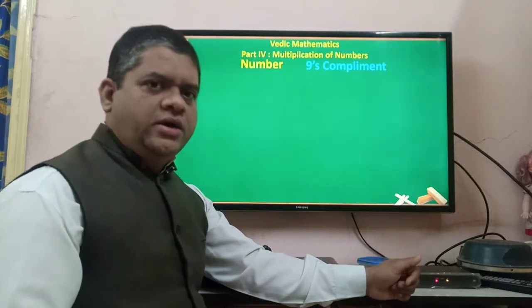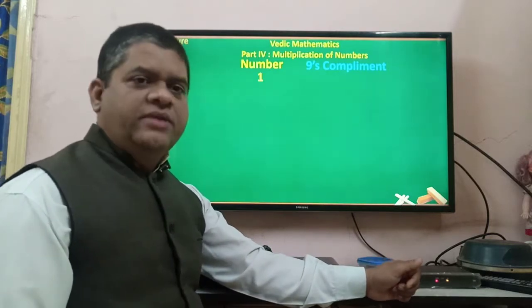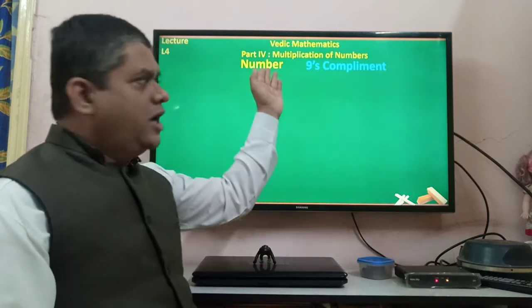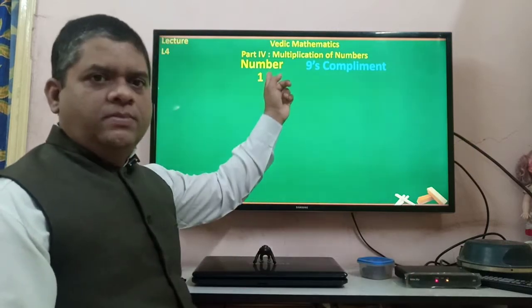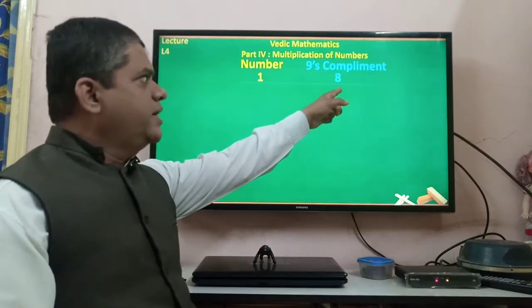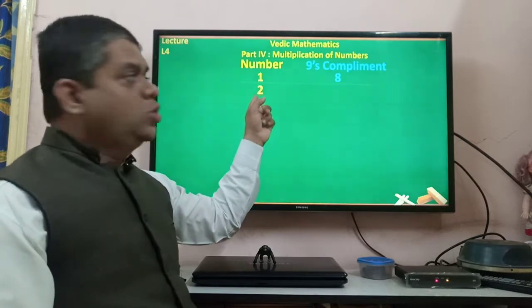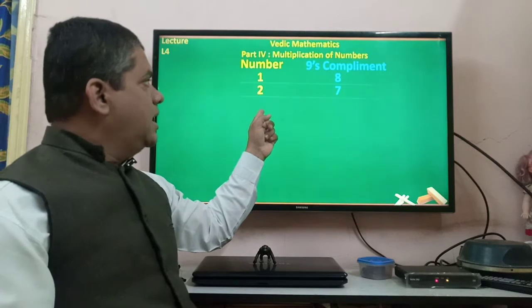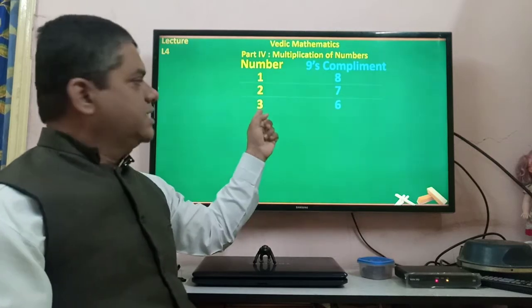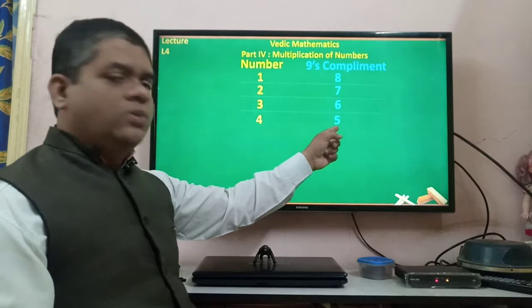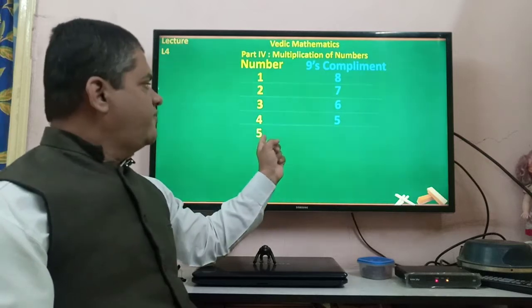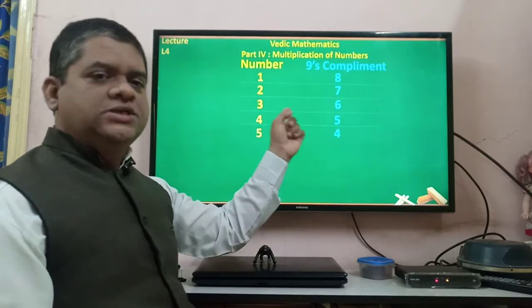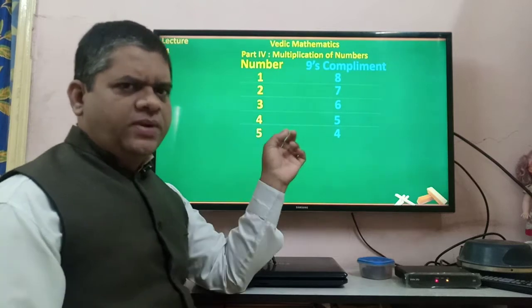Now we know that the 9's complement of a number can be easily obtained. Here I have presented a table. Number 1 and its 9's complement is 8. Number 2, its 9's complement is 7. Number 3 and its 9's complement is 6. Number 4, 9's complement is 5. Number 5 and its 9's complement is 4. See, this is very simple.